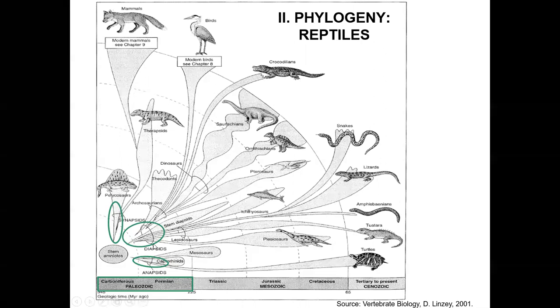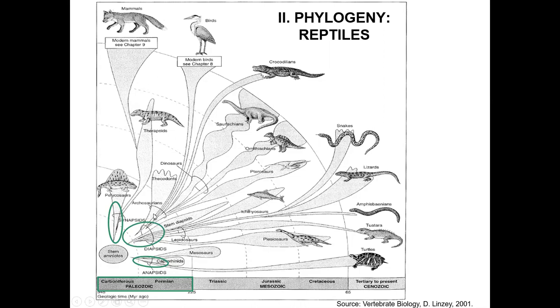We're going to spend a lot of time focused on the diapsids. So if we're thinking about the diapsids, there's really two large groups that I want us to focus on, and those are the archosaurians and the lepidosaurs. So within the diapsids: archosaurians, lepidosaurs.